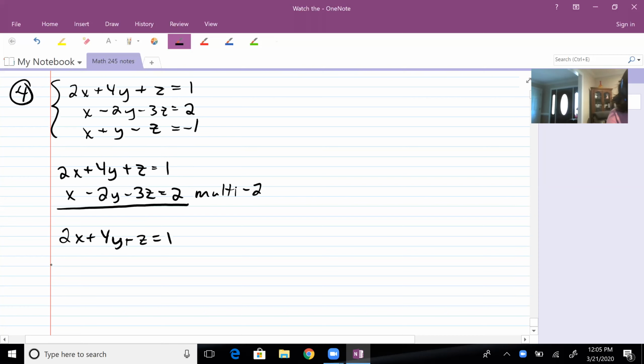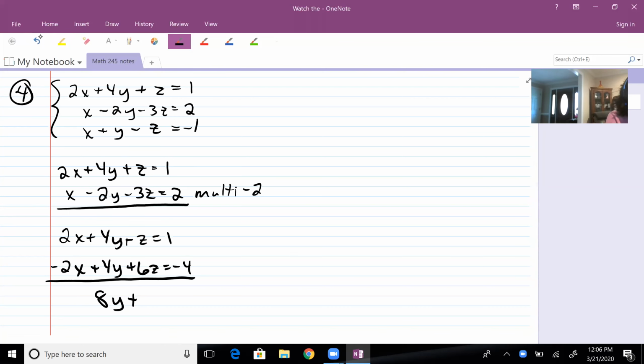The bottom, when we multiply by negative 2, is a negative 2x, a positive 4y, a positive 6z, and a negative 4. And then I'll be ready to add column-wise. When I add the x's, they cancel. The y's make 8y, the z's make 7z, and the plain numbers make a negative 3. This is going to be your new second equation in the system.